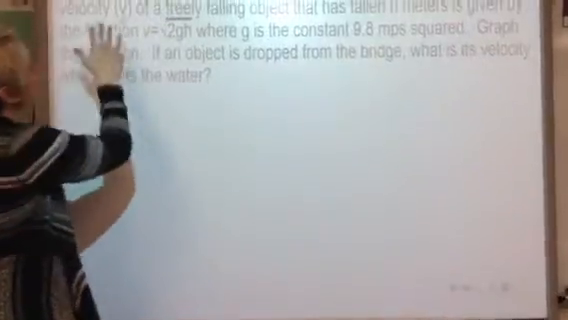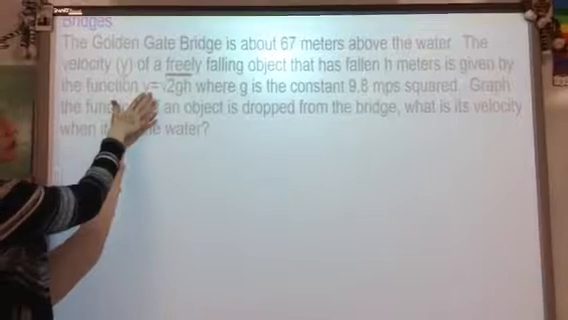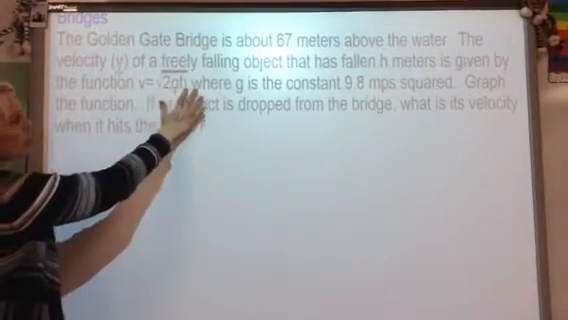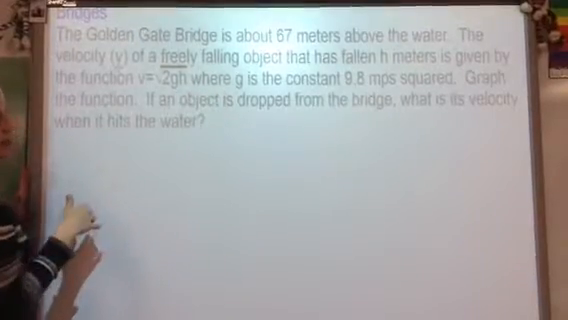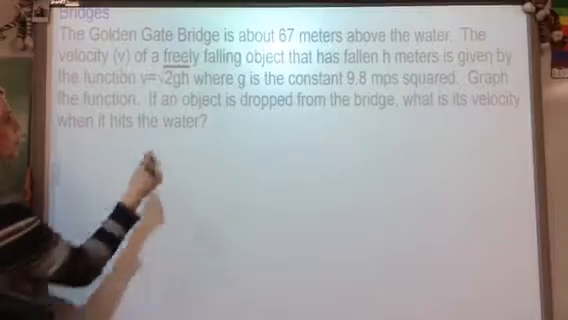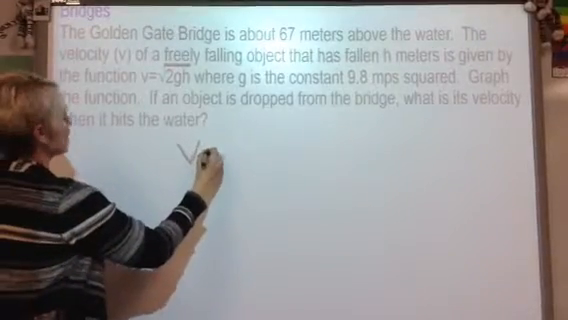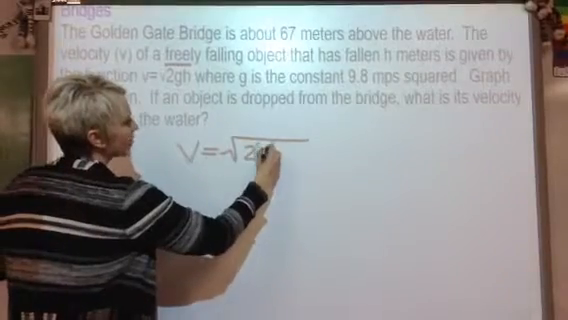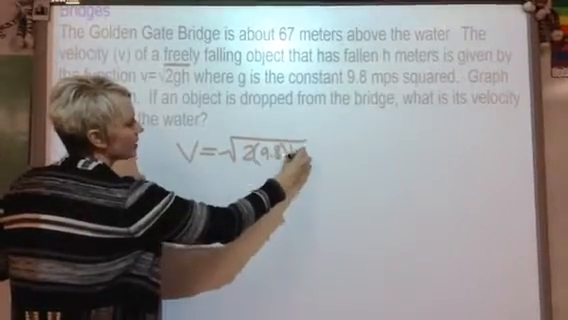A real example. The Golden Gate Bridge is about 67 meters above the water. So the velocity is given by the function v equals radical 2gh. G is the constant 9.8 meters per second squared, and we need to graph this function. So we have v for velocity is equal to radical 2 times 9.8 times h.